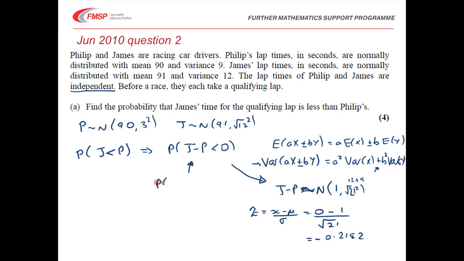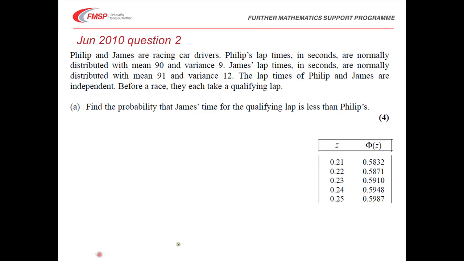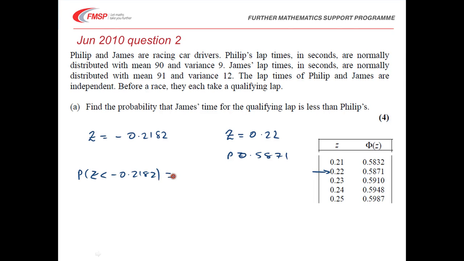Okay, so in other words, we're looking for the probability that z is less than minus 0.2182. So to do this, we need to use our z tables. Just as a reminder, z was minus 0.2182, so we look up the positive z. Again, we can only do this to two significant figures, so that's going to give me a probability of 0.5871. So the probability that z is less than minus 0.2182 is going to be 0.4129.